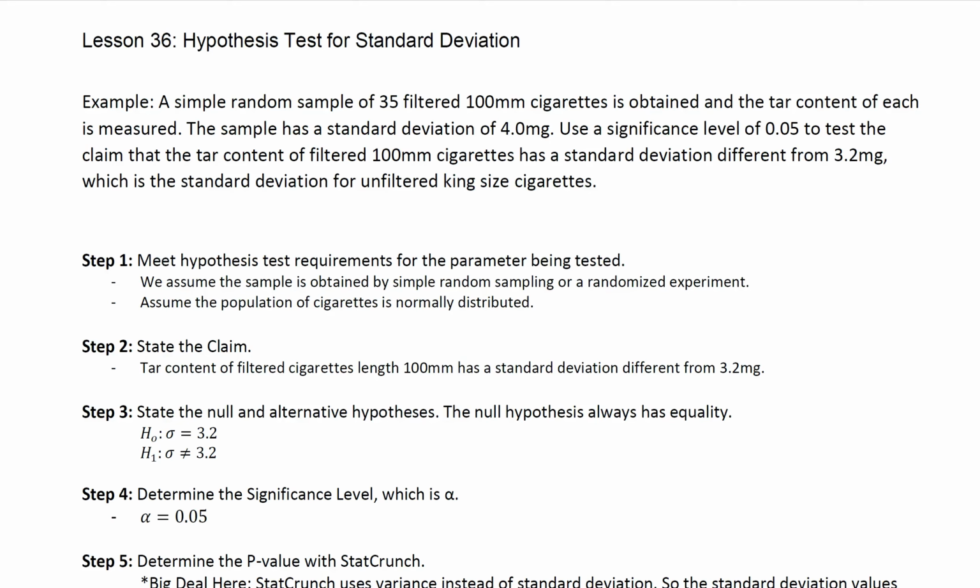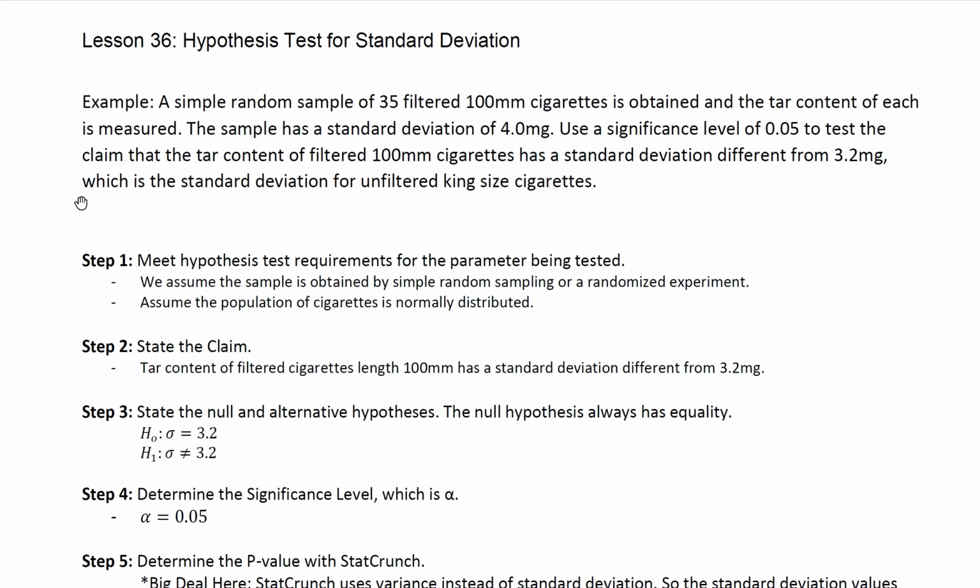In this video, I will go over a hypothesis test for standard deviation. The example says, a simple random sample of 35 filtered 100 millimeter cigarettes is obtained and the tar content of each is measured. The sample has a standard deviation of 4.0 milligrams.